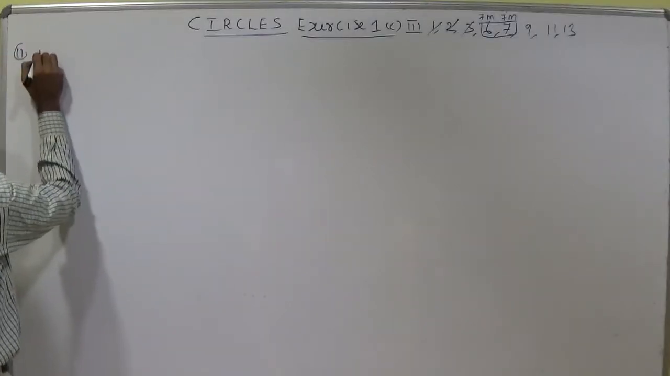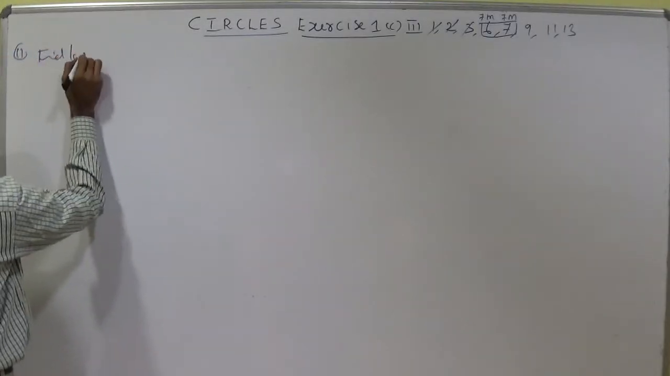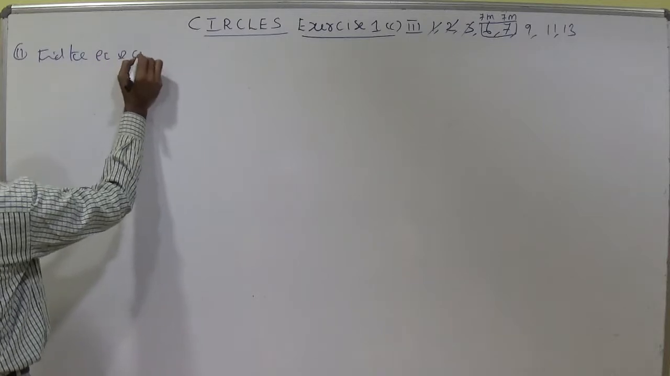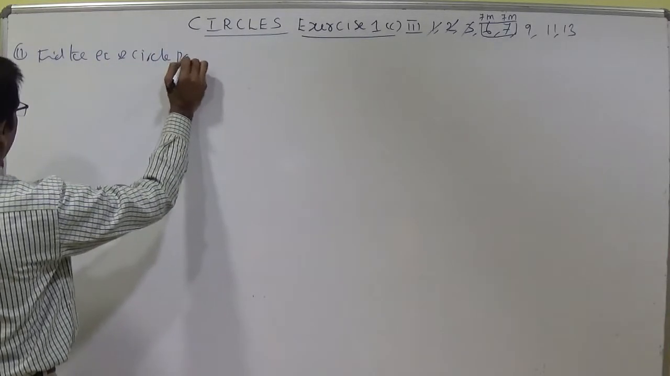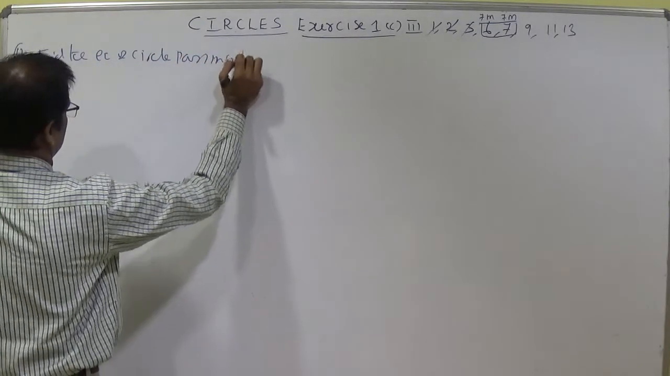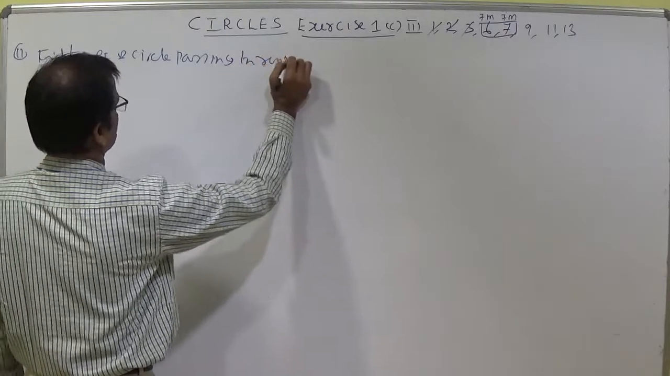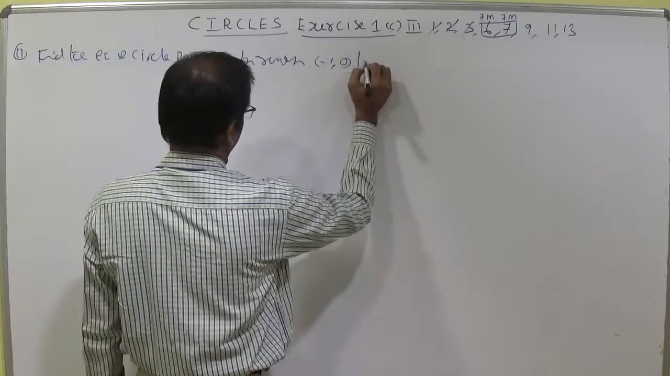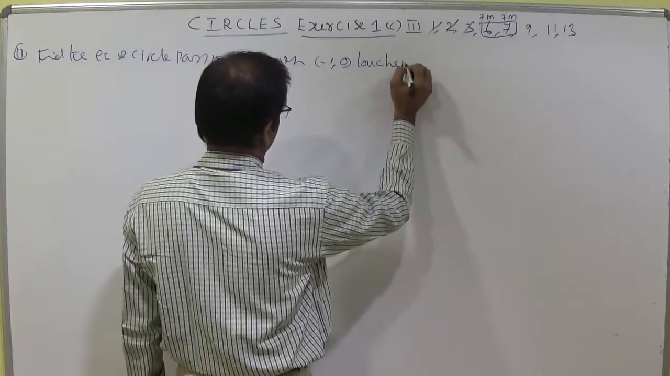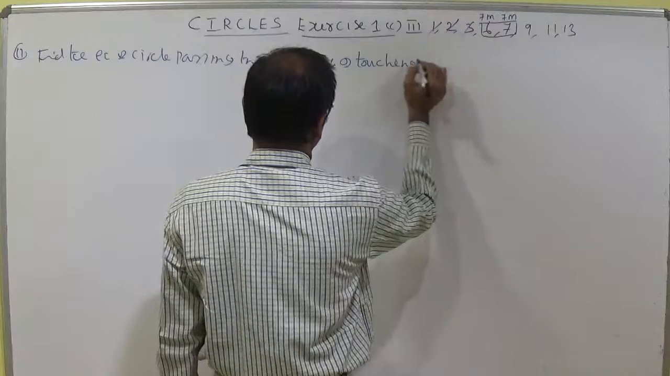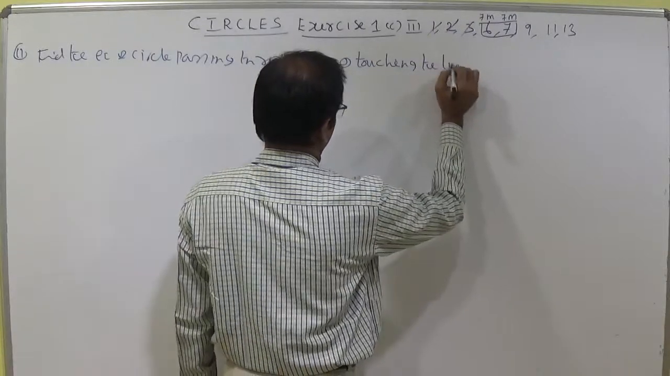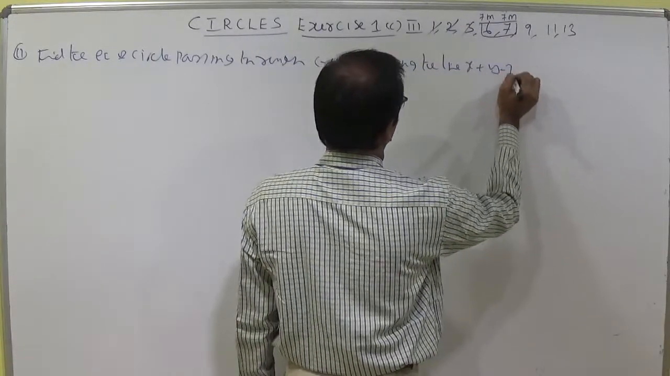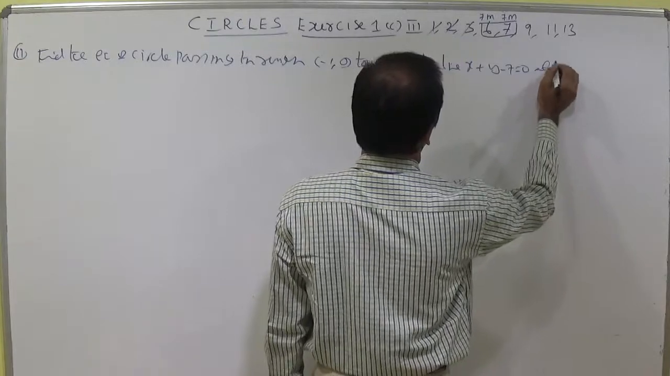Find the equation of circle passing through minus 1 comma 0, touching the line x plus y minus 7 equal to 0 at 3 comma 4.